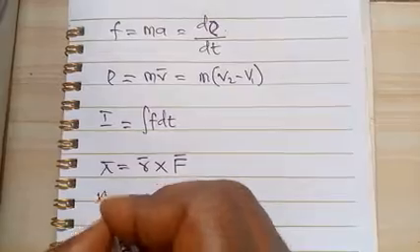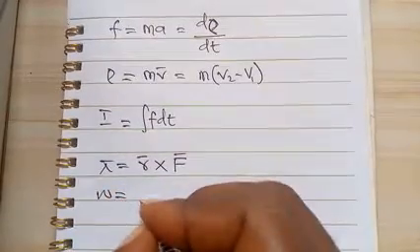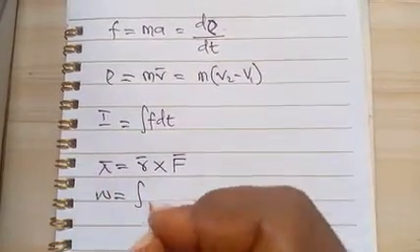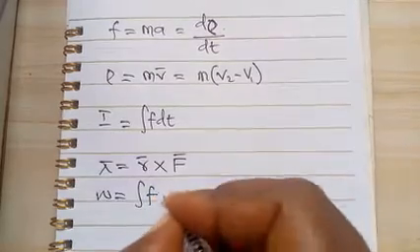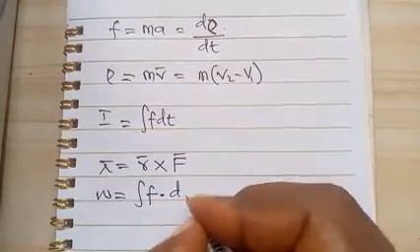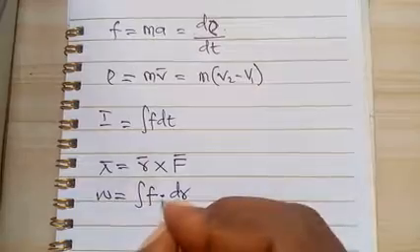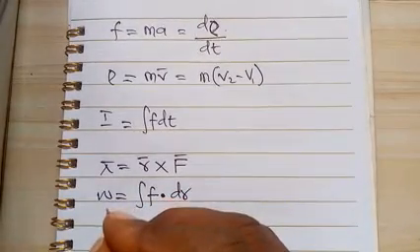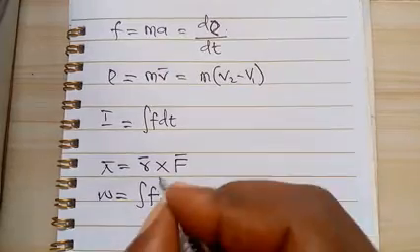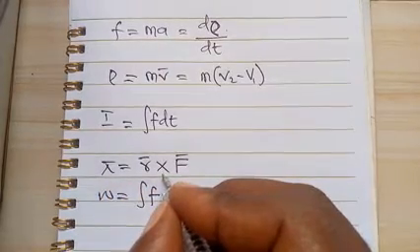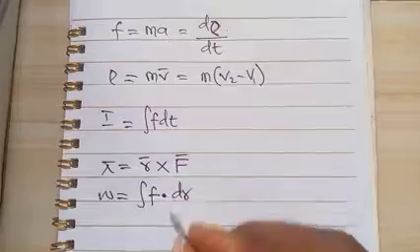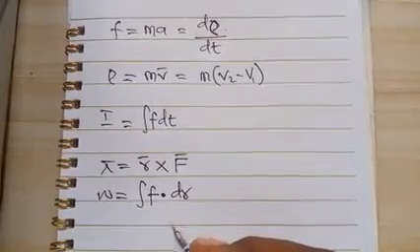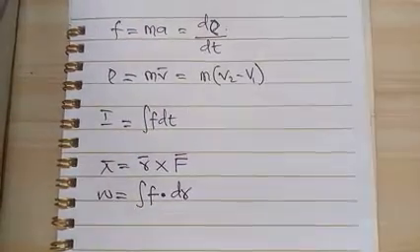If you're asked to get work done, remember work done is force times distance, which is force dot dr. The reason we use dot here is because work done is actually a scalar quantity. Torque is actually a vector quantity. That's why we use cross there and dot here. So, and so on and so forth.